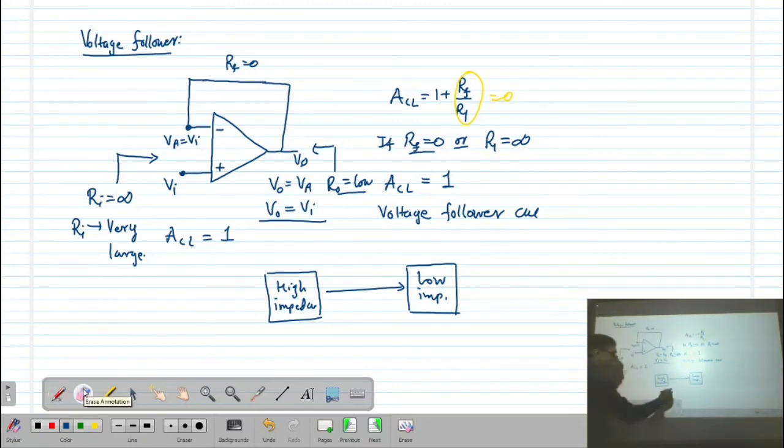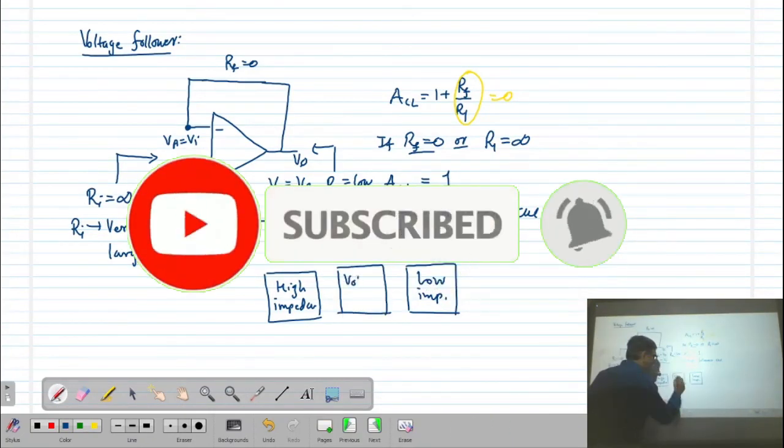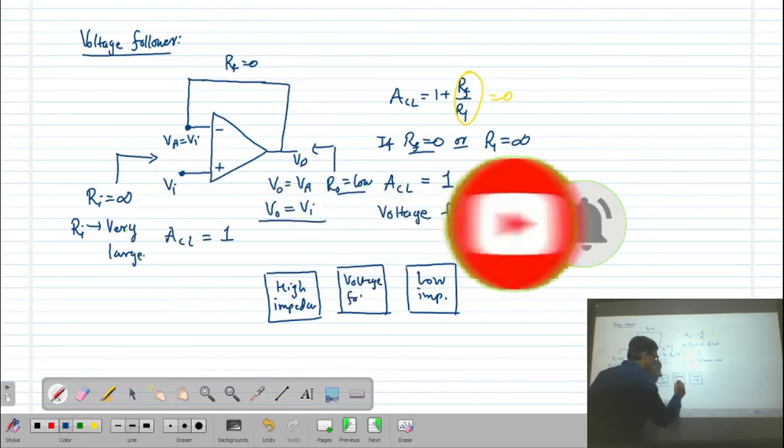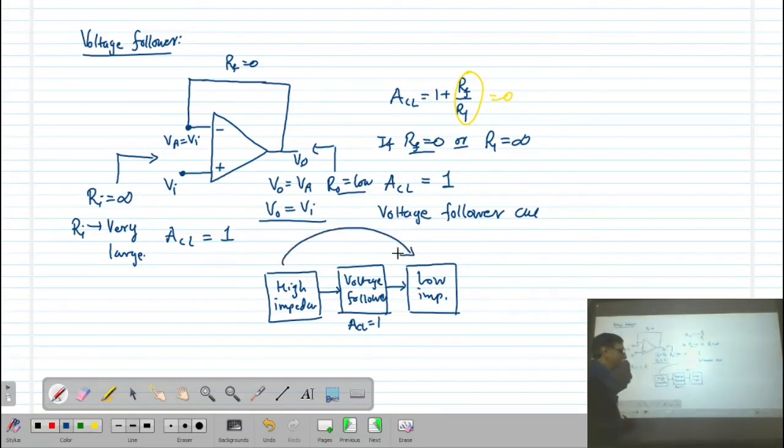So without directly connecting this, you can have a voltage follower circuit. The output of the high impedance circuit is given to the voltage follower and the output of the follower circuit is given to the low impedance circuit. And we know that the gain of this amplifier is 1. So without any amplification, your signal is transferred from high impedance to low impedance. That is the application of a voltage follower circuit.